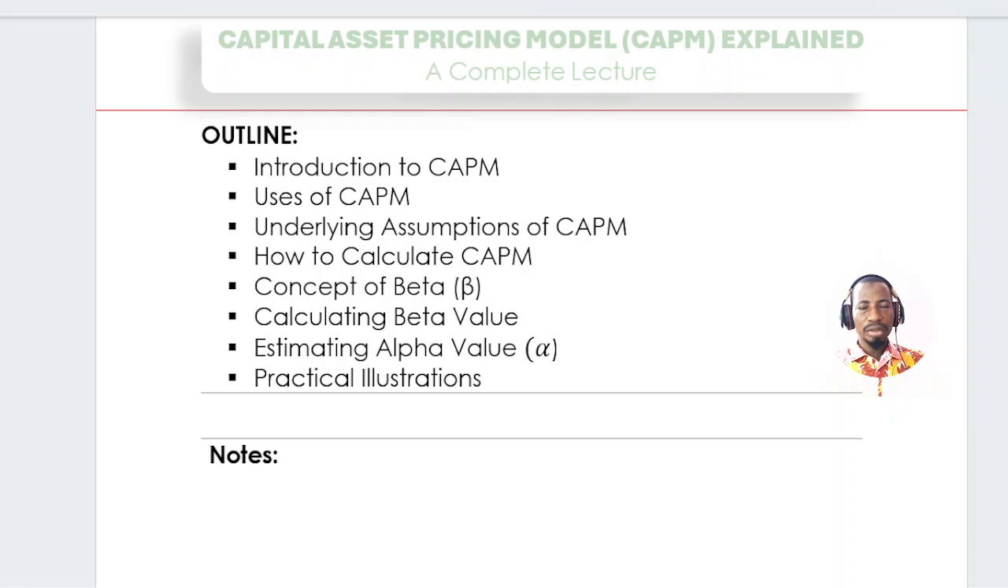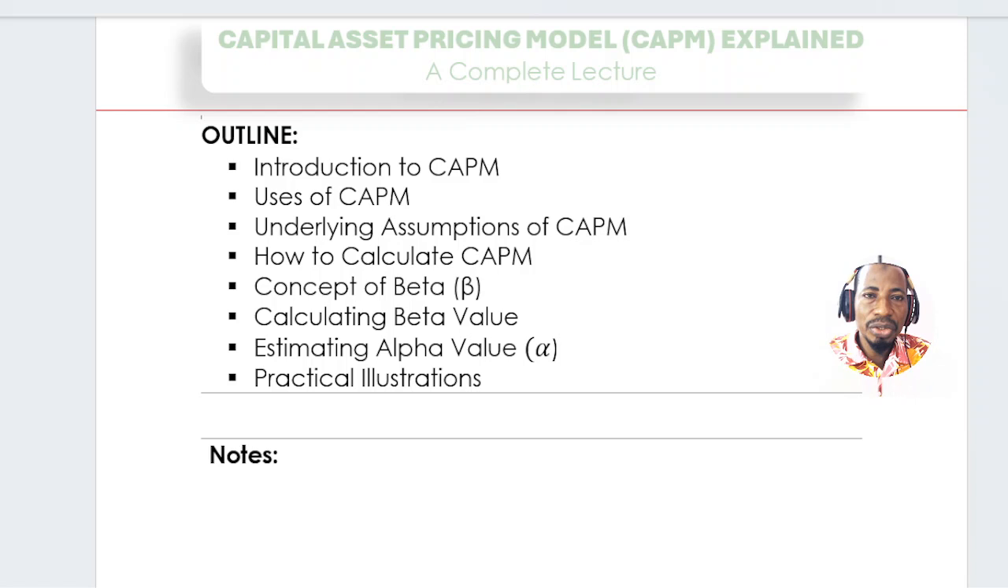the introduction to the capital asset pricing model, the areas of application of the capital asset pricing model, the underlying assumptions of the capital asset pricing model. Not only that, we are going to discuss beta value and how to compute beta value. Then we are going to discuss alpha value and how to compute alpha value. All right. Then thereafter, we are going to have practical examples. Okay. So let's take it one after the other.